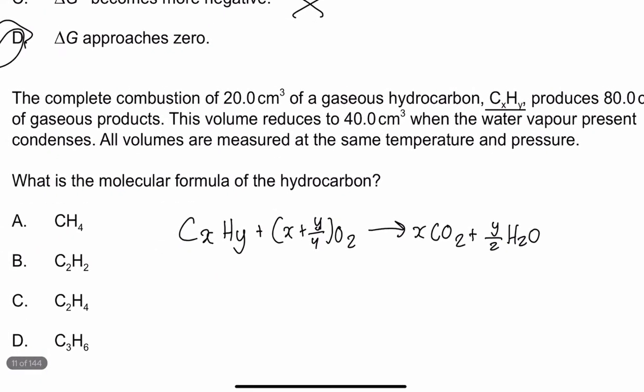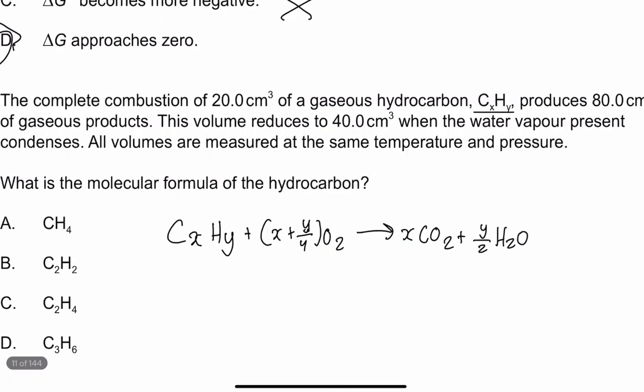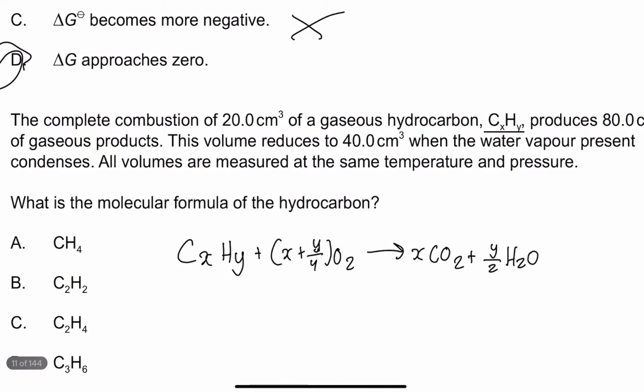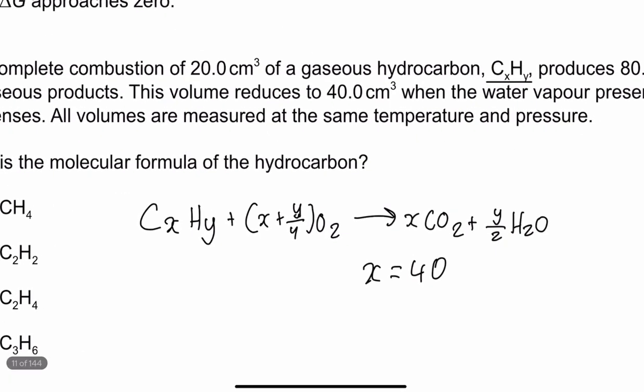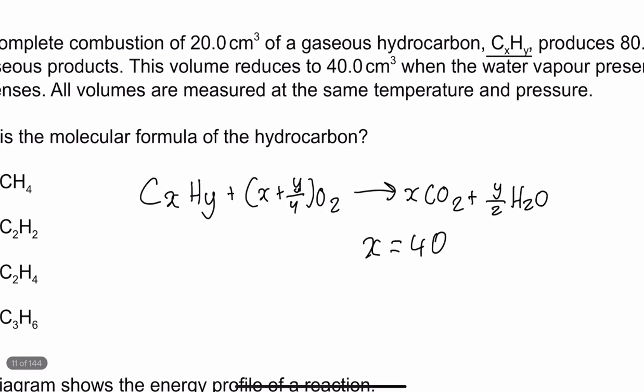Now, it's telling us that it produces 80 cm³ of gaseous products, but the volume reduces to 40 cm³ when the water vapor present condenses. So when this H2O becomes a liquid, it's going to be 40 cm³ of gas, which means the CO2 alone is 40 cm³. And what that allows us to say is that x equals 40. Remember, we're just going to substitute the volumes for the moles here because there's no point making the numbers less round by actually converting into moles. So we have x equals 40.